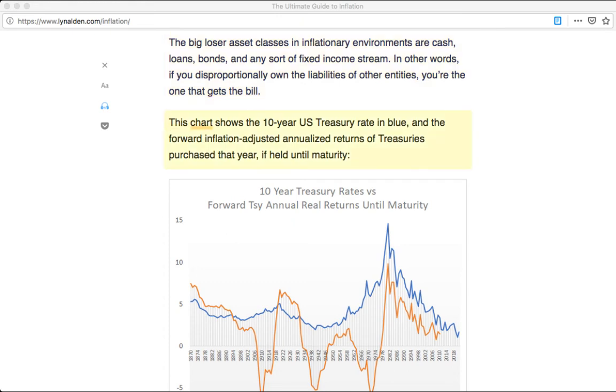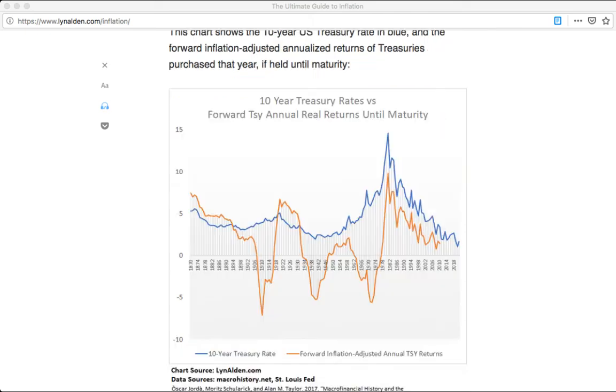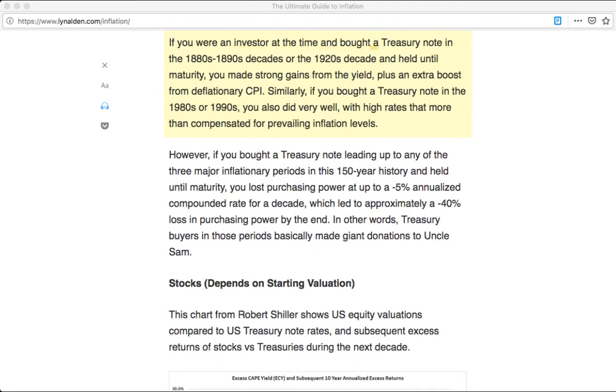This chart shows the 10-year U.S. Treasury rate in blue, and the forward inflation-adjusted annualized returns of treasuries purchased that year, if held until maturity. If you were an investor at the time and bought a treasury note in the 1880s-1890s decades or the 1920s decade and held until maturity, you made strong gains from the yield, plus an extra boost from deflationary CPI. Similarly, if you bought a treasury note in the 1980s or 1990s, you also did very well, with high rates that more than compensated for prevailing inflation levels.